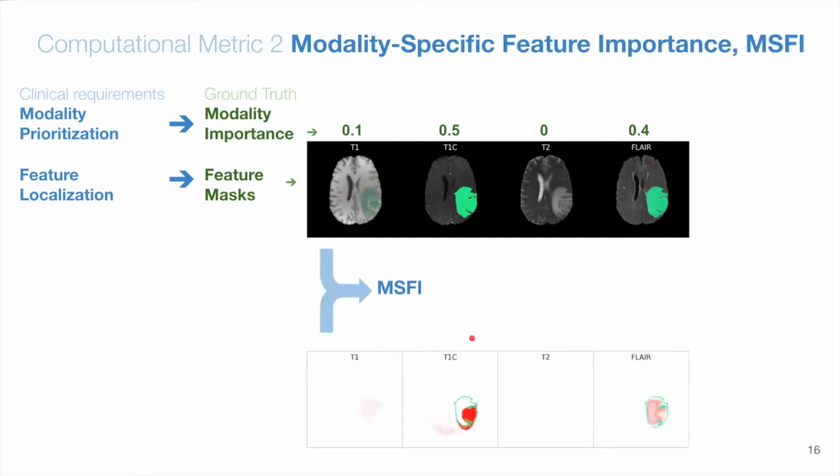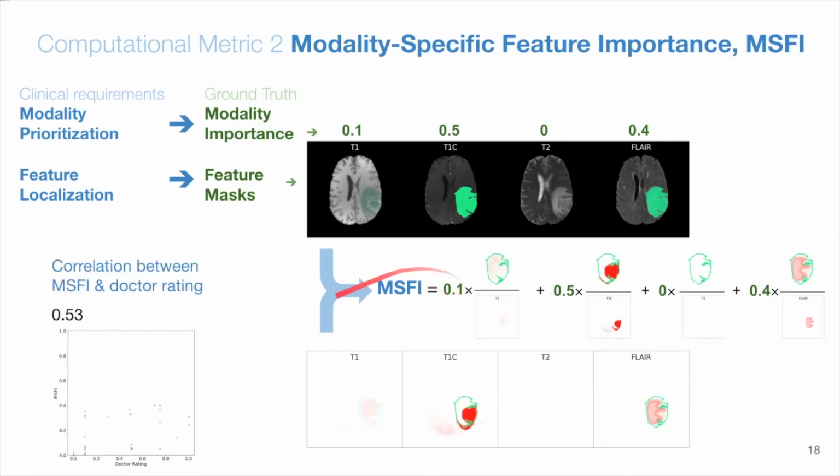So if a saliency map correctly localizes the important features for prediction, and also the saliency map values inside the feature mask agree with such modality prioritization, the MSFI score will be high. Specifically, for each modality, MSFI calculates the portion of saliency map values inside the ground truth masks, weighted by the normalized modality importance value. We compare MSFI with doctors' ground truth ratings, and there shows a moderate correlation.